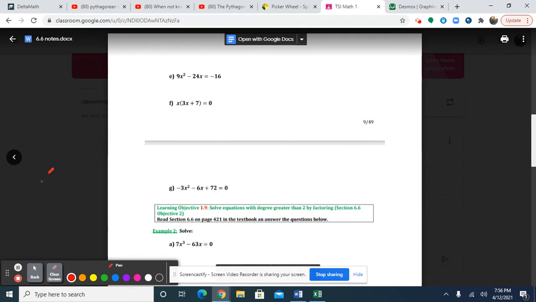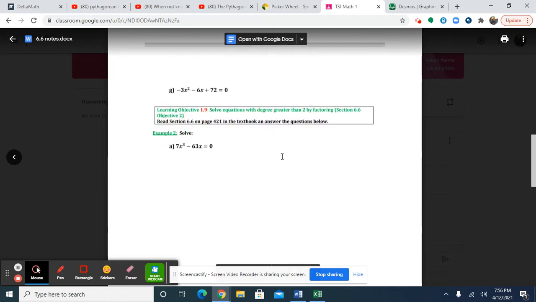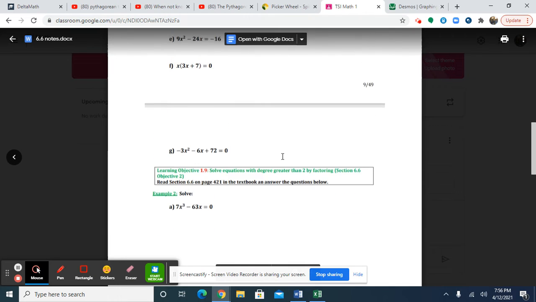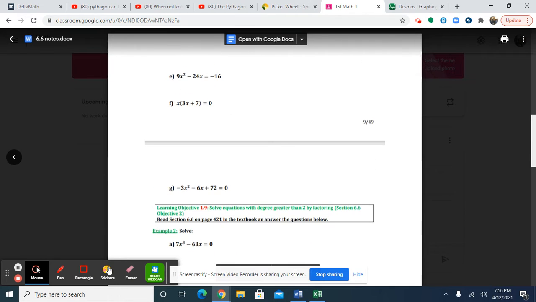Now what we're going to do is look at how these solutions would appear on a graph. If you notice, they're always equal to 0. The reason why is because we're trying to find the roots, the zeros, or the x-intercepts. All those things mean the same thing, and they'll be the solutions to our equation.